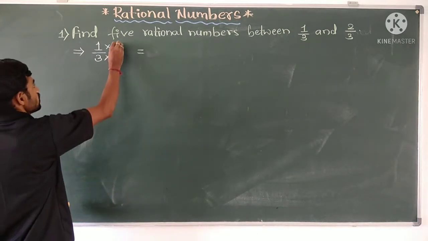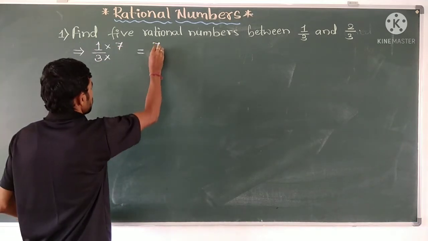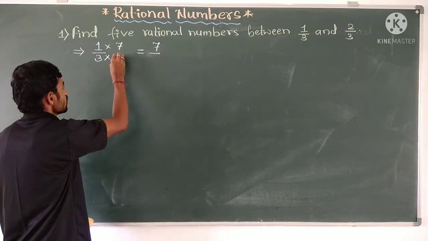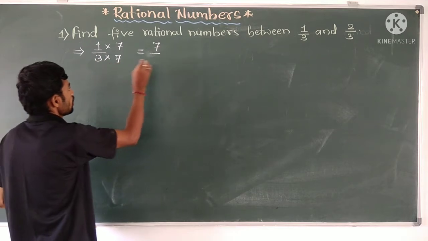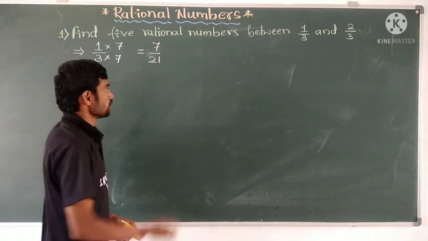So I take 7. 1 7s are 7. With the denominator also we have to multiply with 7. 3 7s are 21. So 1 by 3 becomes 7 by 21.